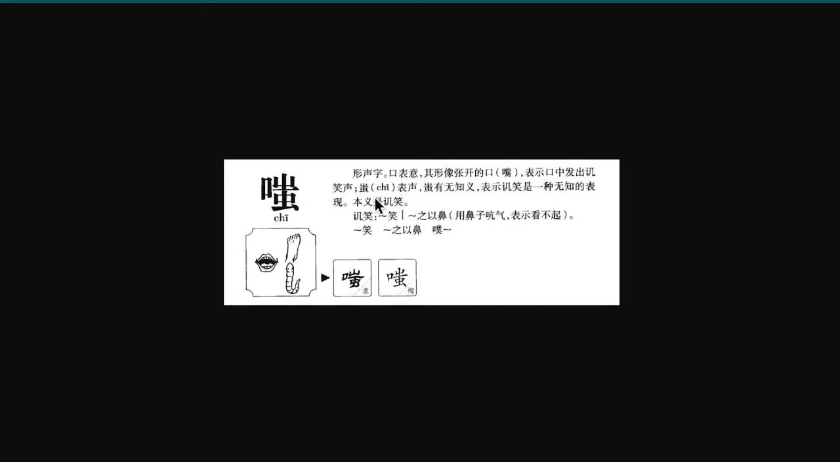Look at the character. The right hand side is 蚩, of course representing the sound. Now 蚩 has the meaning of 无知, ignorant. This is trying to say that if you are arrogant and laughing at somebody, ridiculing someone, it shows the person is ignorant and does not have much sense. So that's the meaning.